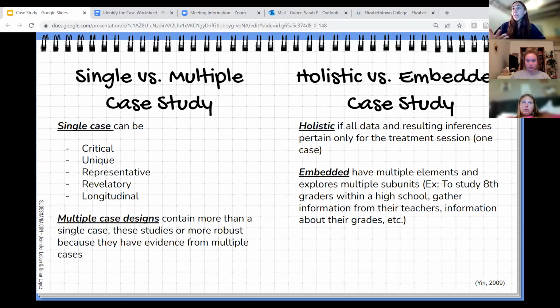So maybe you're looking at 8th graders in a high school, but you need to gather information from their teachers. You need to gather information about their grades, information about their social circles. So that's embedded because there are so many different elements.